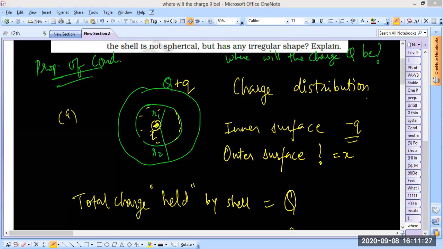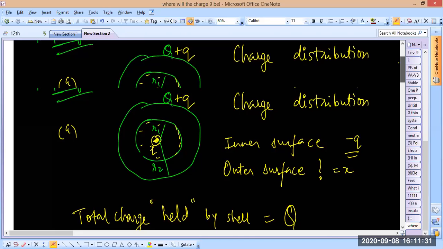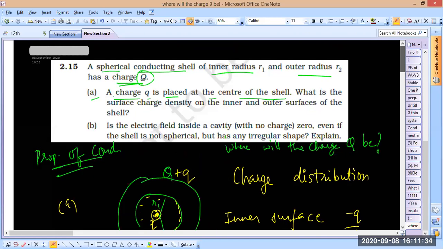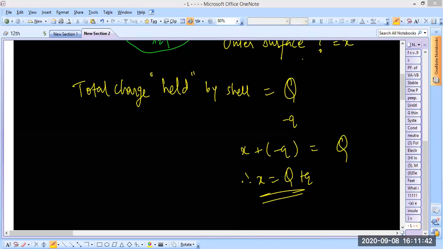Right? So now let's solve the question. The question says surface charge density. Yes, now what's the formula of surface charge density, everyone? Hurry up. Surface charge density. Q by A, right?